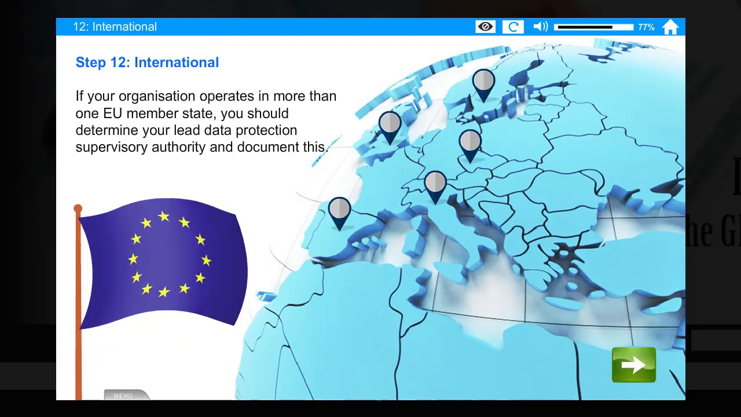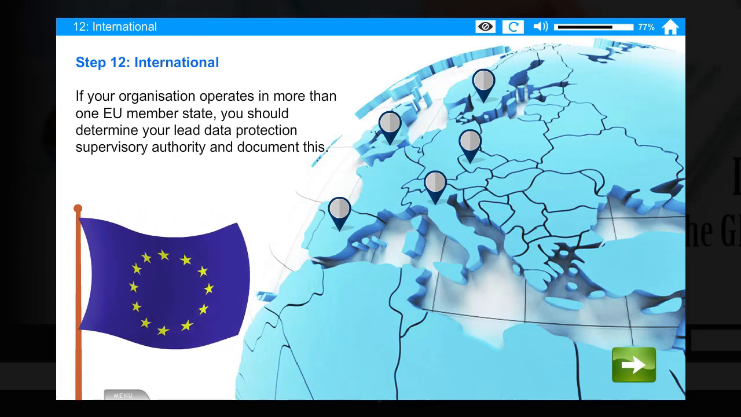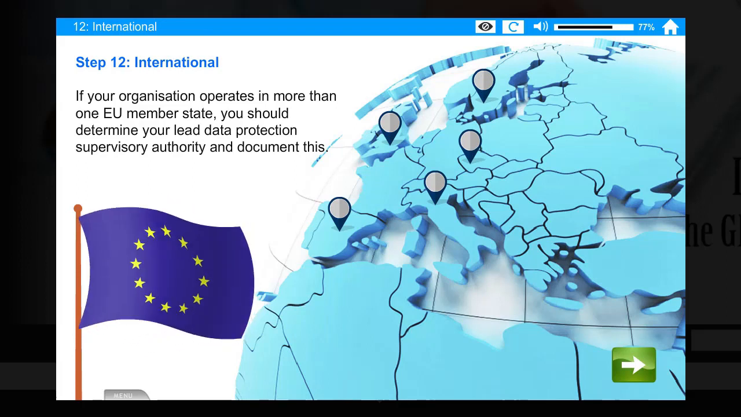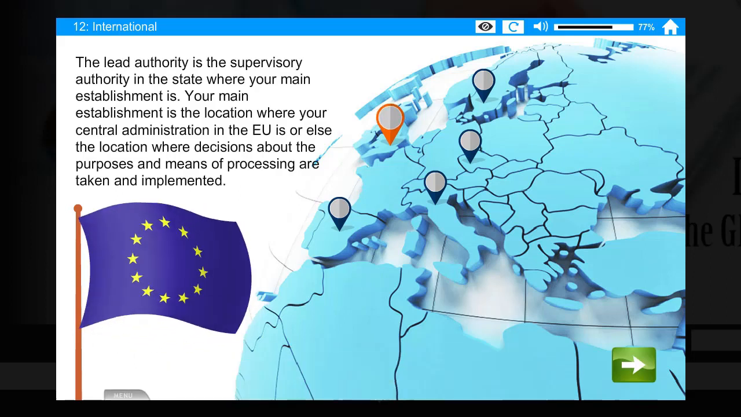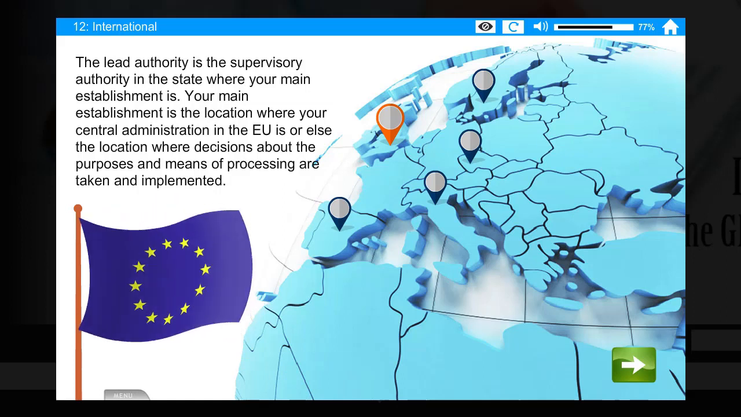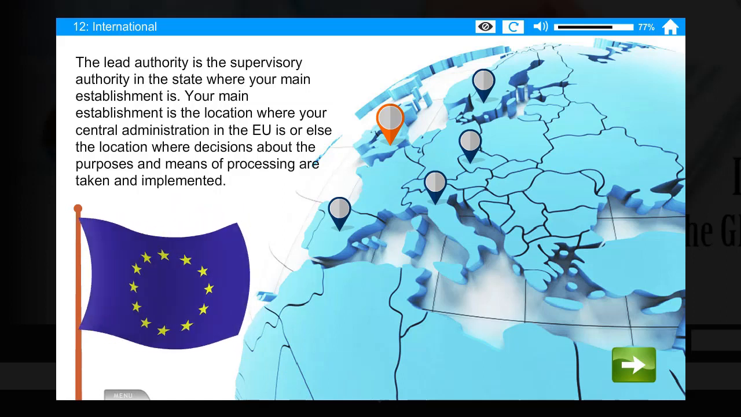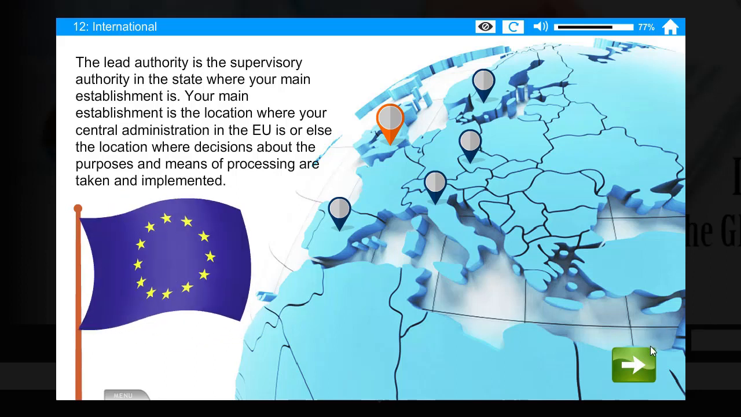International. If your organisation operates in more than one EU member state, you should determine your lead data protection supervisory authority and document this. The lead authority is the supervisory authority in the state where your main establishment is. Your main establishment is the location where your central administration in the EU is, or else the location where decisions about the purposes and means of processing are taken and implemented.